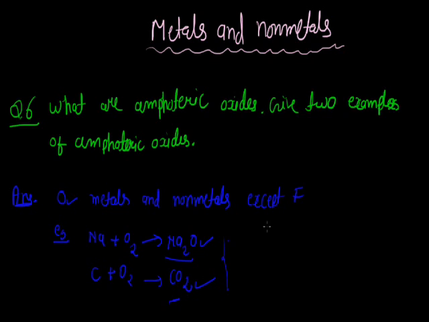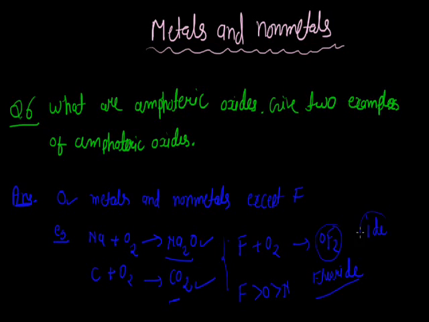But when we take fluorine in the non-metal, when fluorine reacts with oxygen, this forms OF2. In that case, this compound is not called oxide. Basically, this is called fluoride. Why? Since we know that in the electronegativity scale, the highest electronegative element is fluorine, then oxygen, then nitrogen. So the suffix ide is used for the element which has more electronegativity.